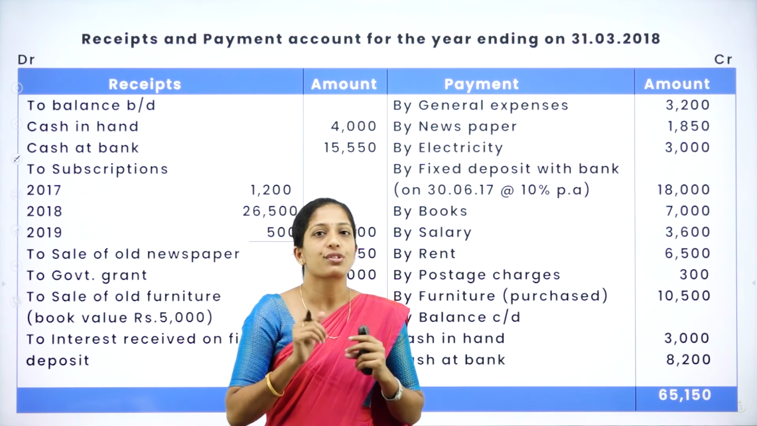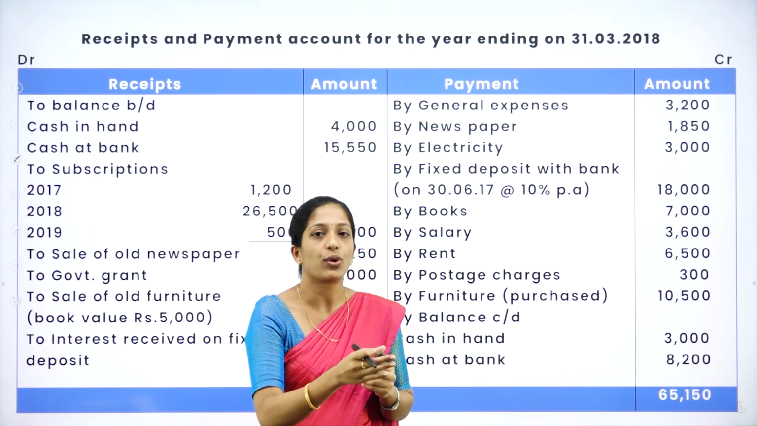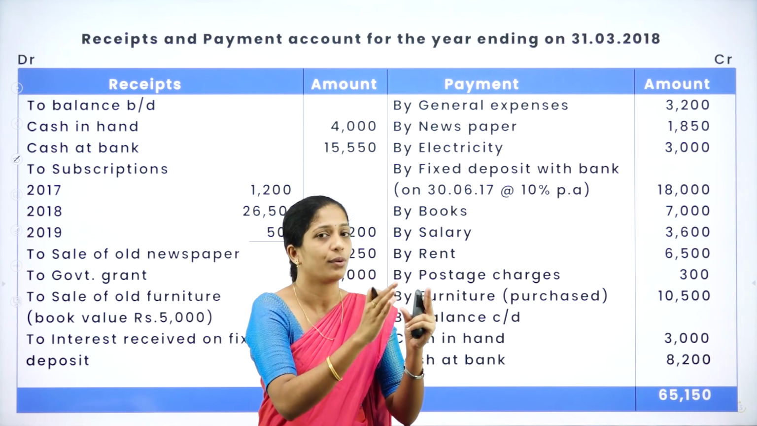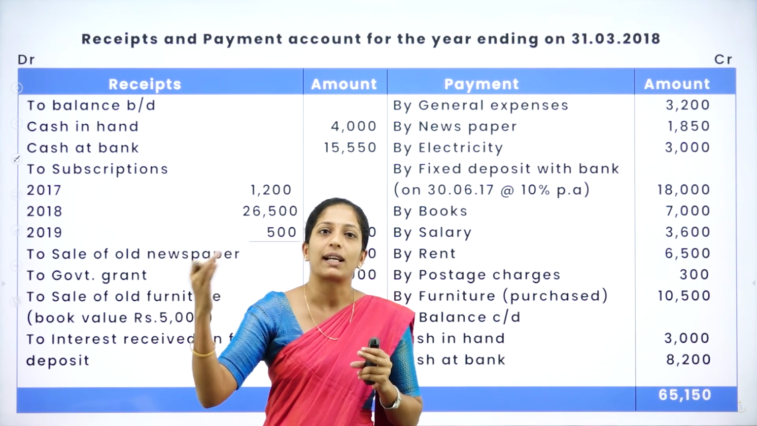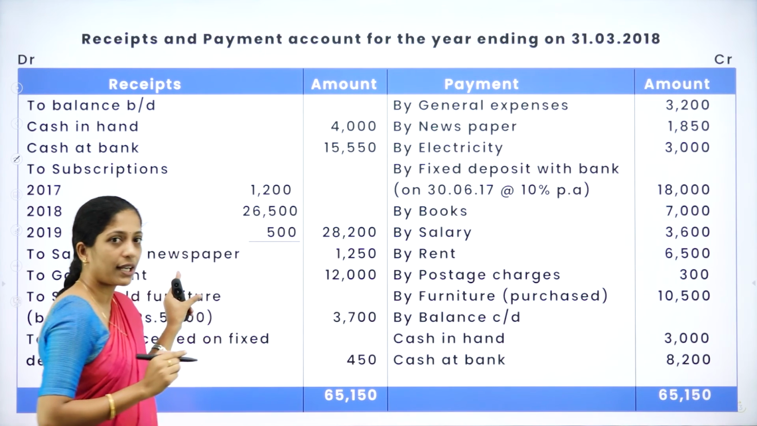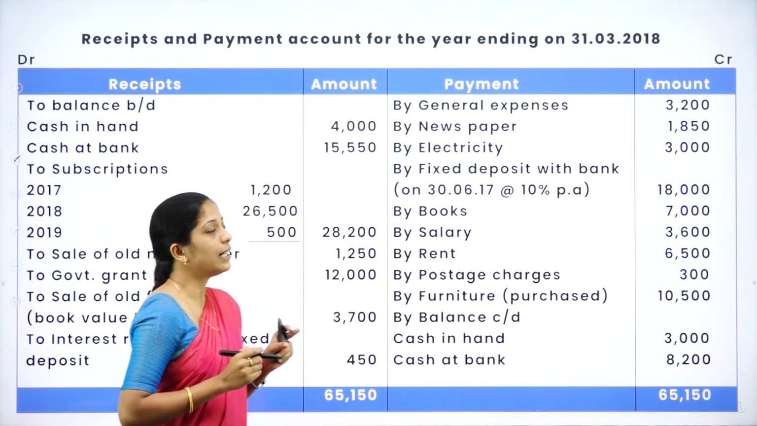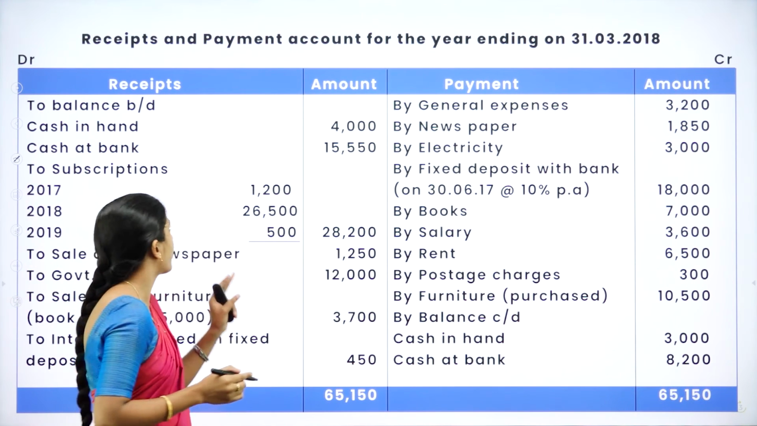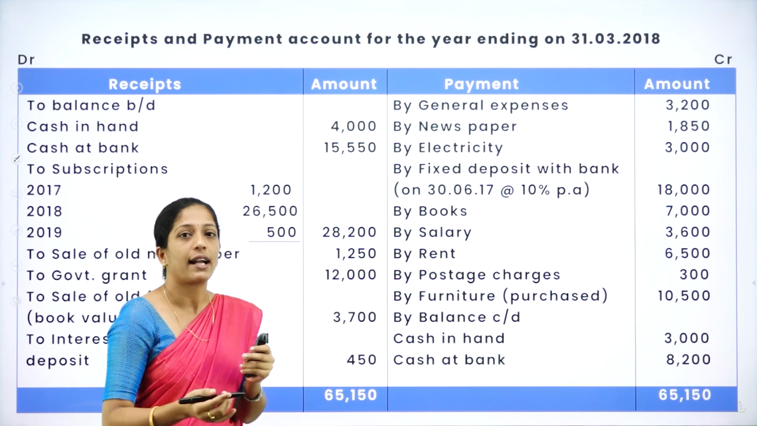When we look at this receipts and payment account, first we have to segregate the revenue items and the capital items. All the revenue items will come under the income and expenditure account, and the rest, the capital items, will come under the balance sheet. Now go through this receipts and payment account. On the debit side we have all the receipts, and on the credit side we have all the payments. The first item on the receipt side is balance brought down, that is, cash in hand and cash at bank. Now what is this cash in hand and cash at bank?